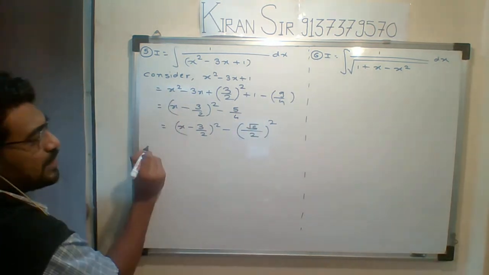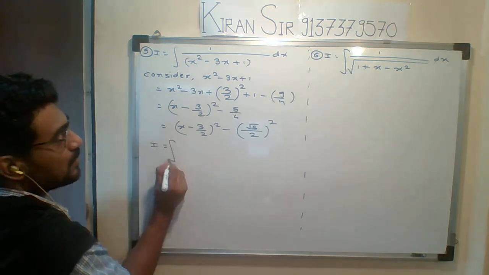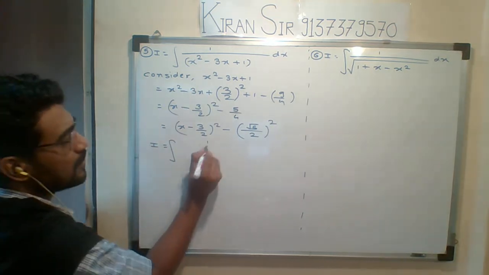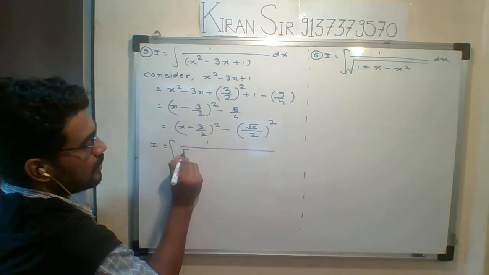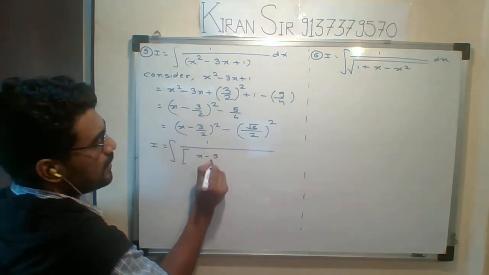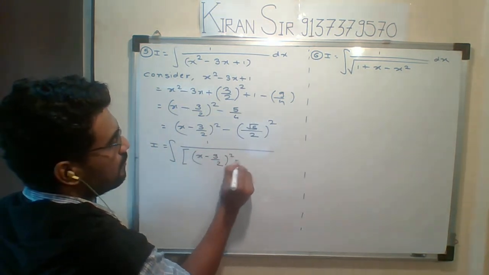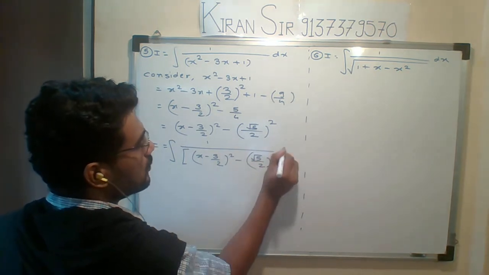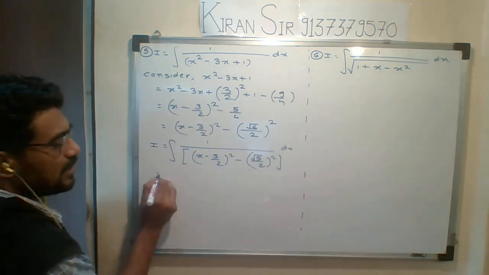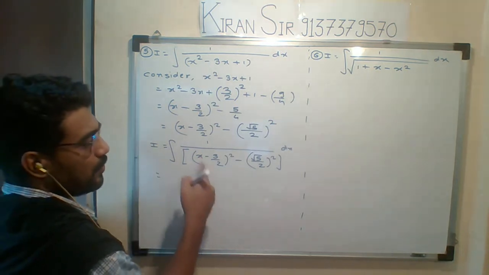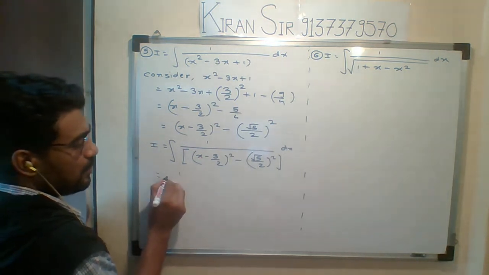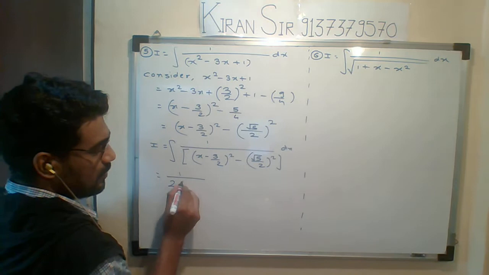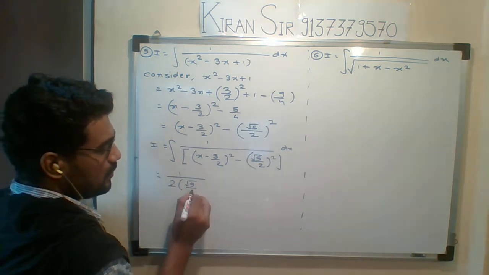So I will re-substitute into the denominator. What is in the denominator? What you observe here? 1 upon x minus 3 by 2 the whole square minus root 5 by 2 the whole square, bracket close dx. And this is same as what? Formula 1 upon x square minus a square. So 1 upon 2a. What is a? a is root 5 by 2.